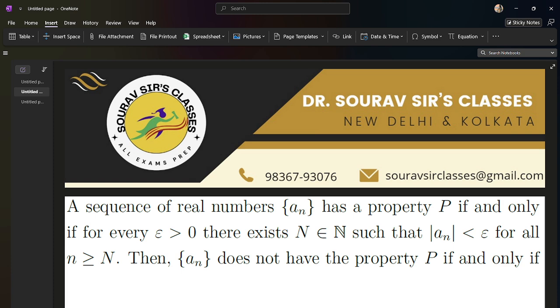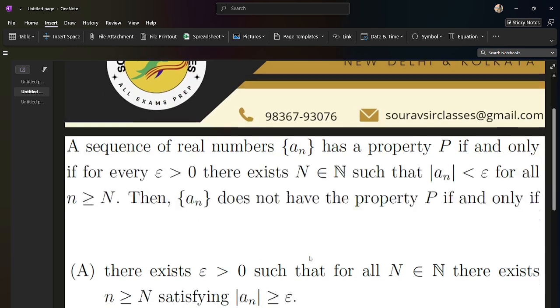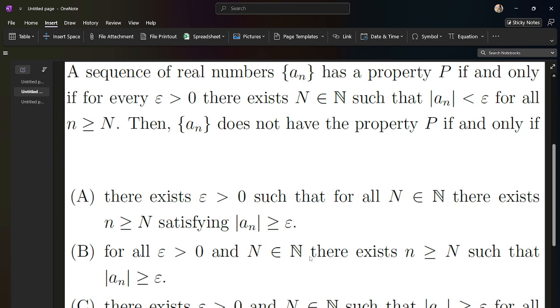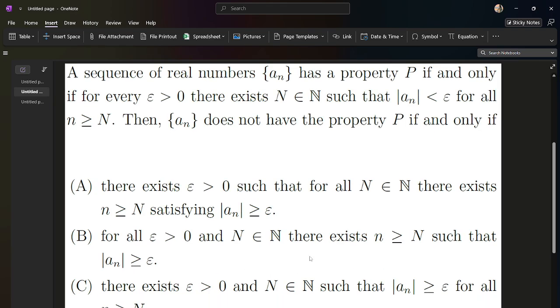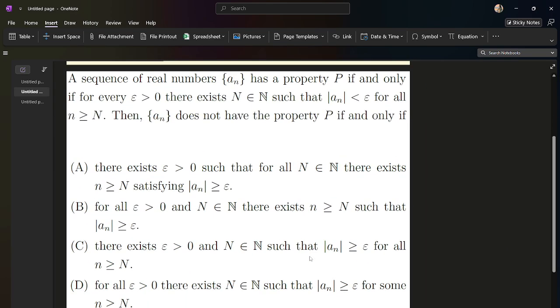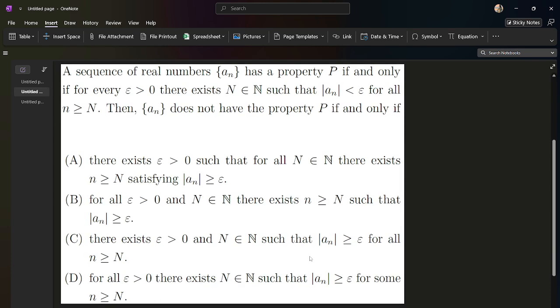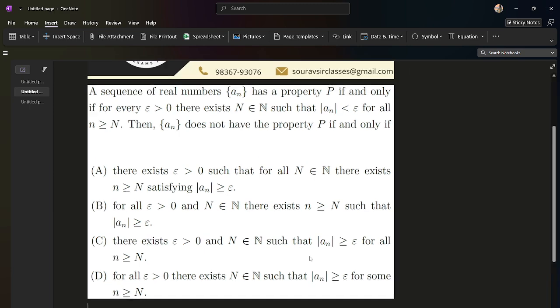Okay, thank you guys. So now we are going to solve a mathematical problem which appeared in the ISI MTech QROR in the year 2024, and the question is from our MCQ section. The question tells us that a sequence of real numbers a_n has a property P if and only if for every epsilon greater than 0 there exists N belonging to the natural numbers such that mod of a_n is less than epsilon for all n greater than or equal to N. Then the sequence a_n does not have the property P if and only if. There are four options here, so we have to think about that.